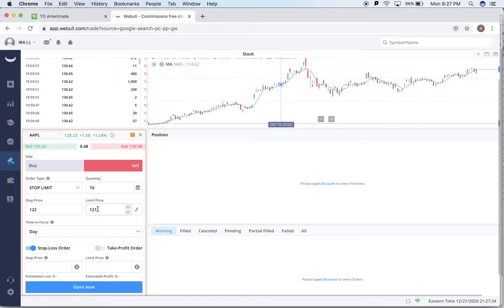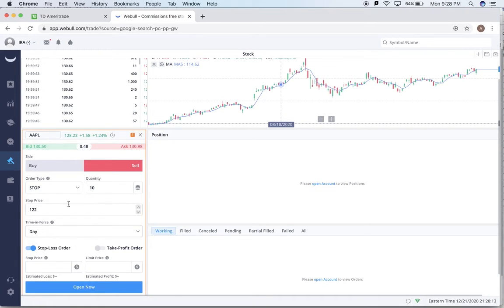So you can set this so that you're ensuring that you get the trade that you want within a certain range that you want. And like I mentioned, if it were to skip the number, you would never have to worry about that because you would get your order executed.